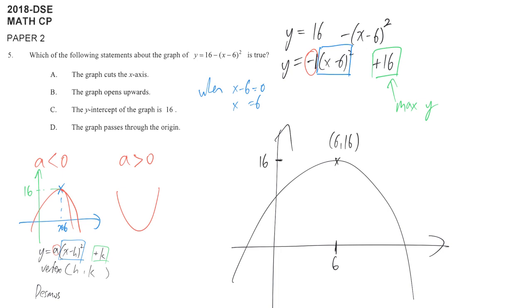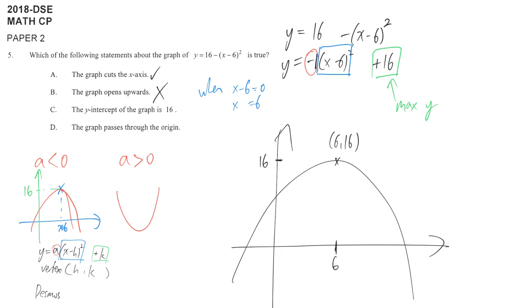So look at the questions. They say the graph cuts the x-axis. It obviously cuts the x-axis. You don't even need to test the discriminant, because our maximum is 16, then we subtract some value and we get these two points. So this statement is true. The graph opens upward? It's not, because the coefficient here is negative, which means we must subtract something. When x becomes really large, we subtract a really large number, which gives negative infinity. So it's not opening upward.